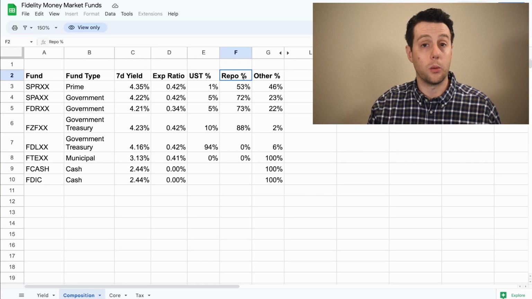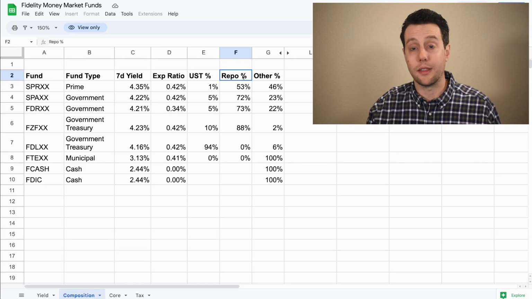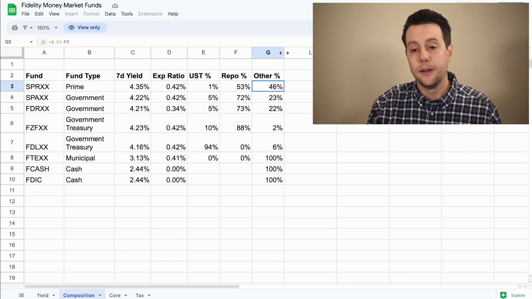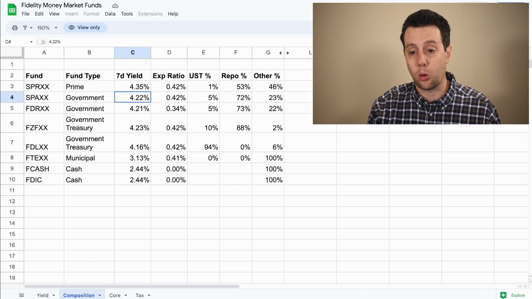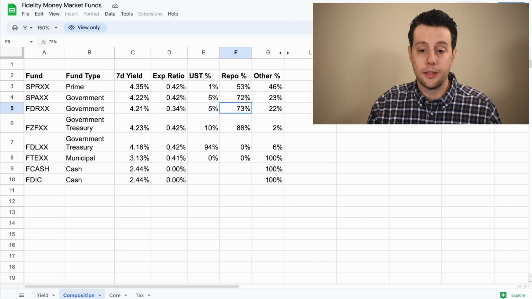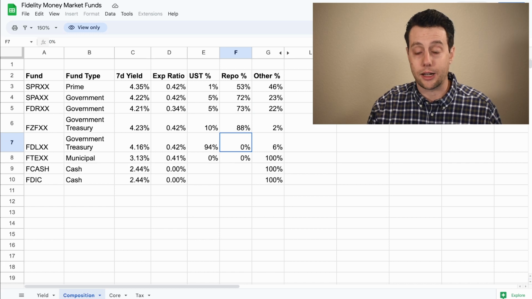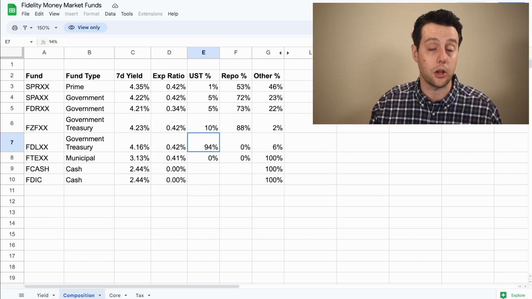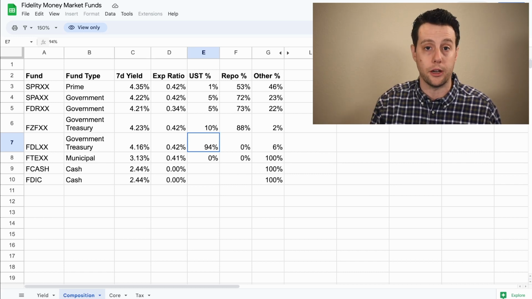So now that we know what repurchase agreements are, let's take a look at the composition of these funds. So I've broken it down into 3 categories. We have the US Treasury percentage, the repo percentage, and other. You can see with the funds that are yielding more, they typically have a higher percentage of repurchase agreements. And then when you get to funds like FDLXX, that's where you're going to have almost all treasuries held by the fund with a slightly lower yield. This is called a treasury-only money market fund. It's actually my favorite money market fund at Fidelity.